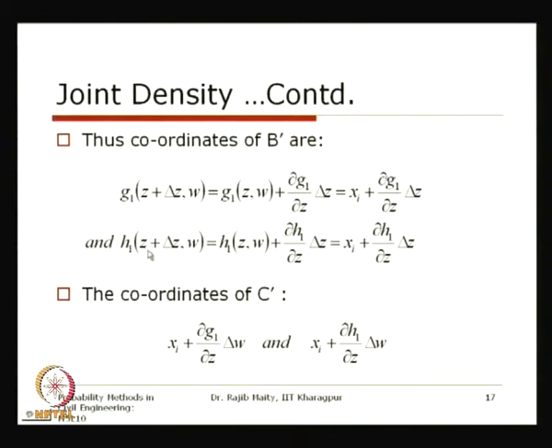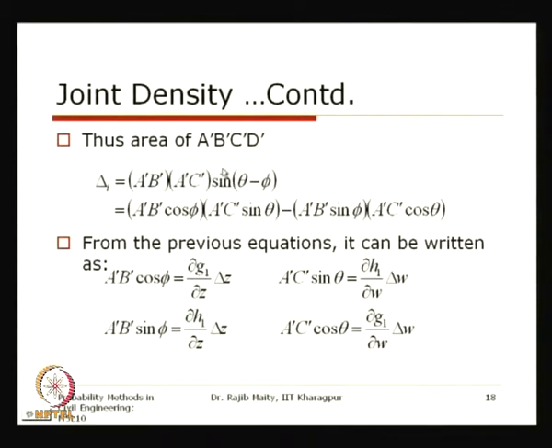Similarly, H1 of z plus delta z, w can be represented by y1 plus dou H1 by dou z multiplied by delta z. The coordinates of C prime, similarly, this one is for B prime and this is for C prime: x1 plus dou G1 by dou z delta w, and y1 plus dou H1 by dou z delta w.